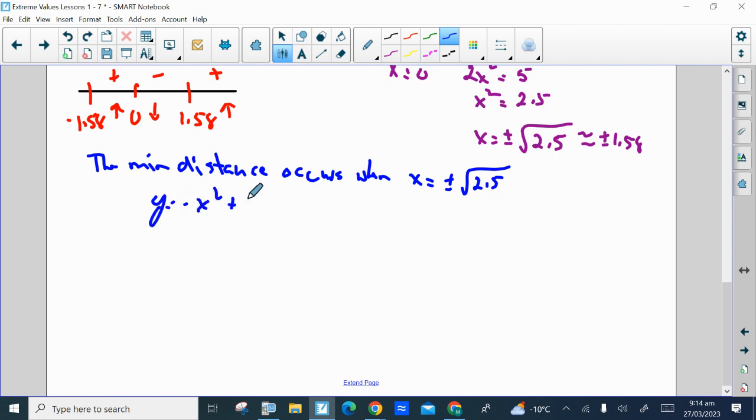Negative x squared plus 6. So it's going to be negative root 2.5 all squared plus 6. Notice that only the x is squared, not the negative. So the root of 2.5 squared is 2.5, so it'll be negative 2.5 plus 6, which is 3.5.